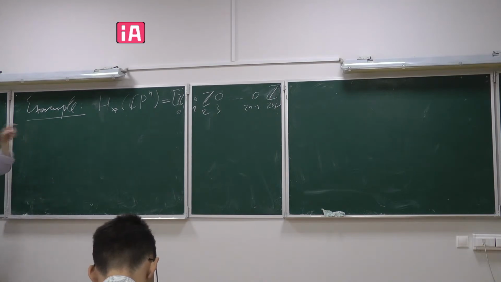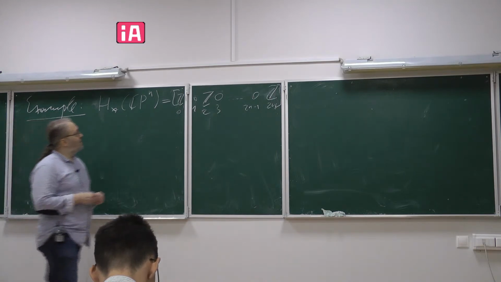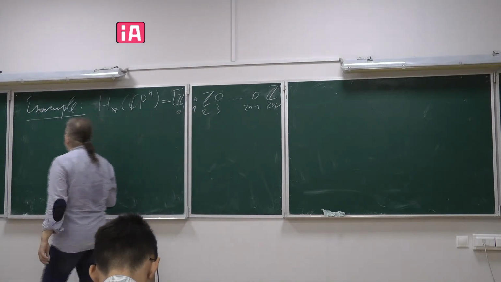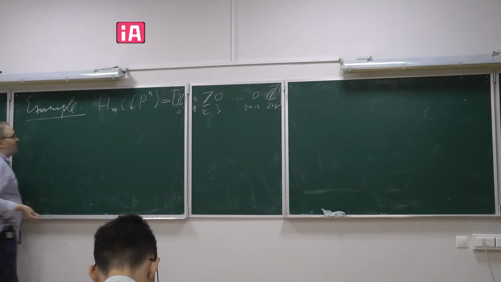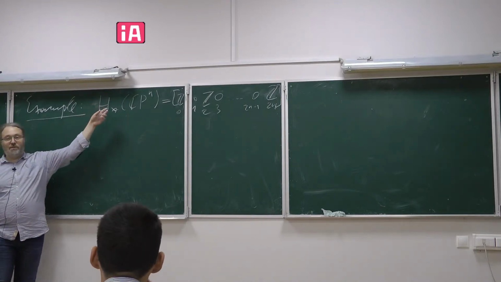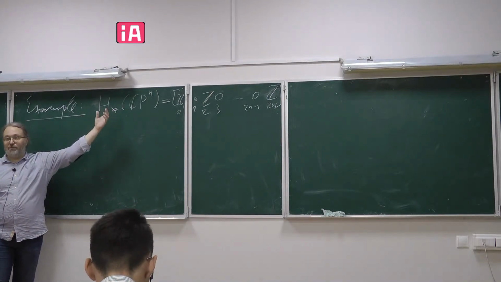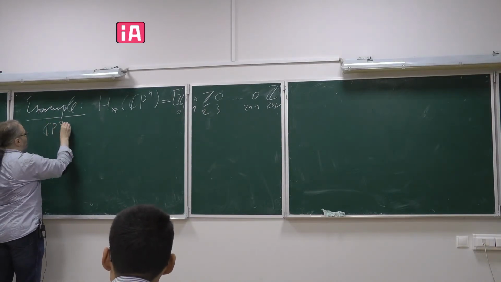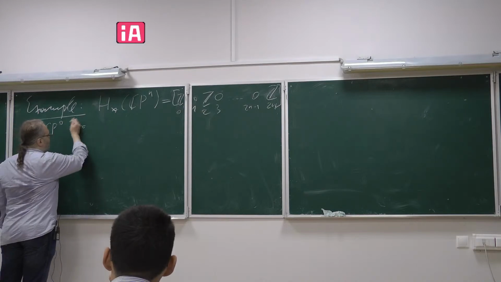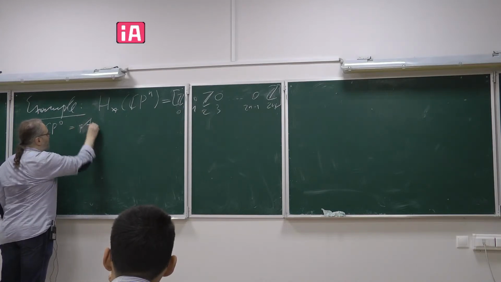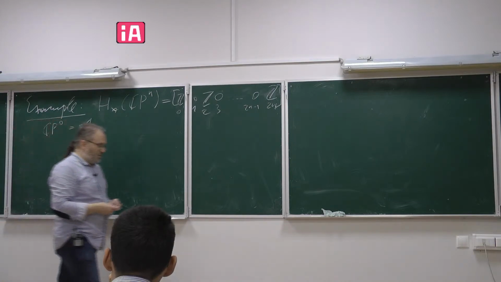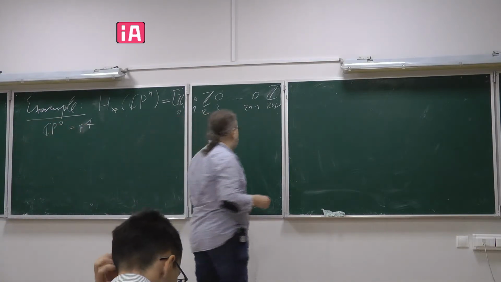Okay, so how to prove this? Well, for CP^0, we sort of already know the answer. CP^0 is a point.